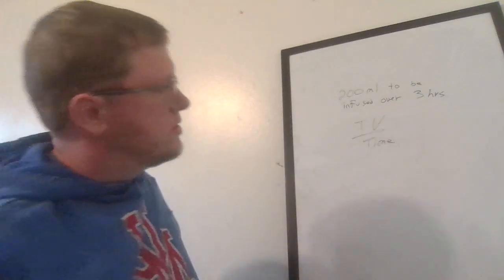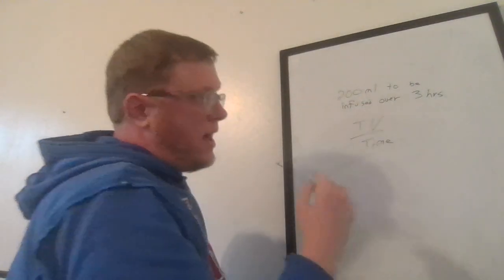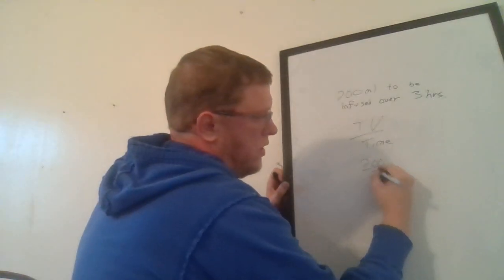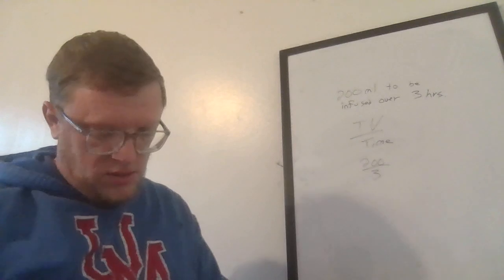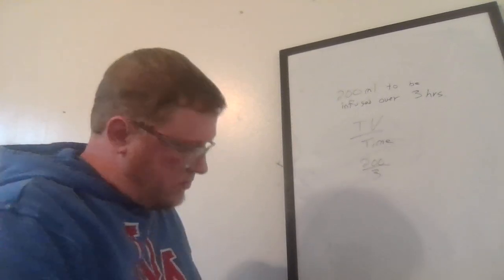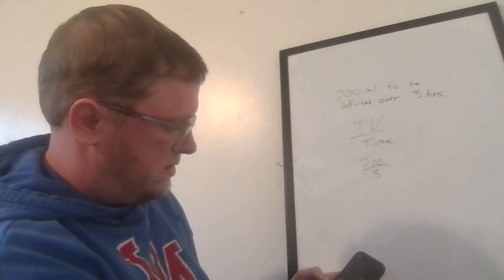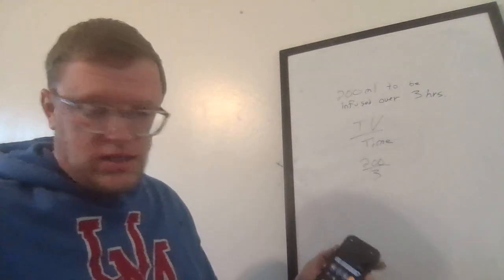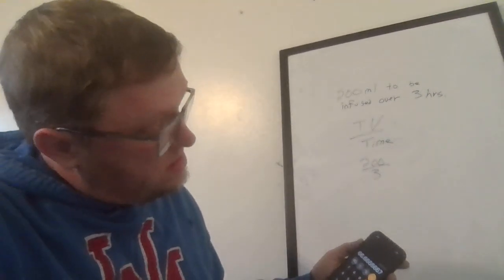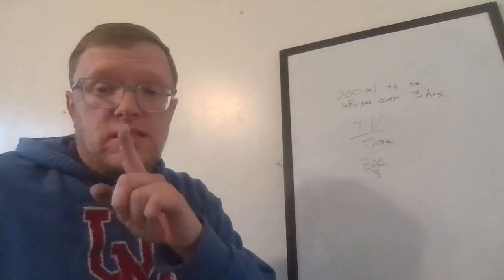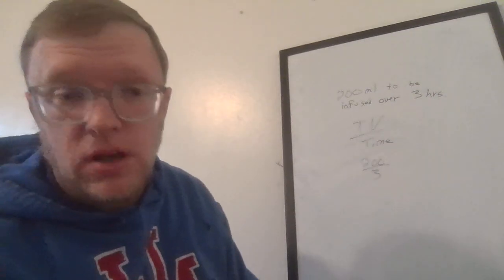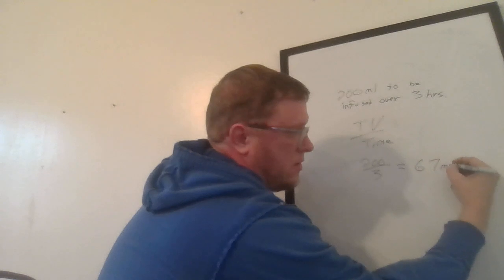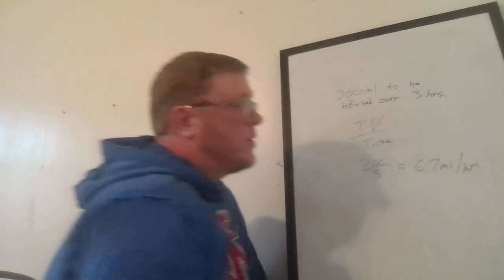So we've got 3 hours here. So you would go 200 over 3, and you would divide that, and let's see what we come up with. 200 divided by 3, boom. It's like 66.66667. And this is important. So I'm going to say round to the whole number on this one. So the answer is 67 mLs per hour.